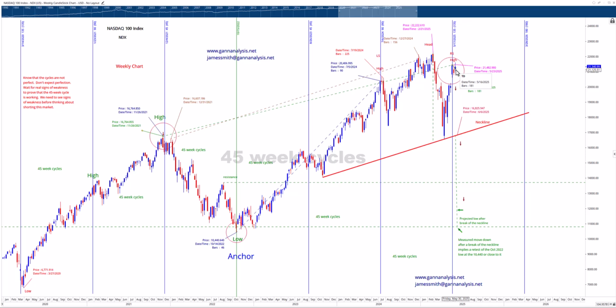And you never trade just on the cycles. You want to see it take out some GAN support levels to prove that it's turning down. If you become a client, I'll show you what those GAN levels are.